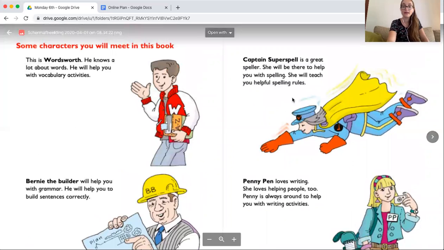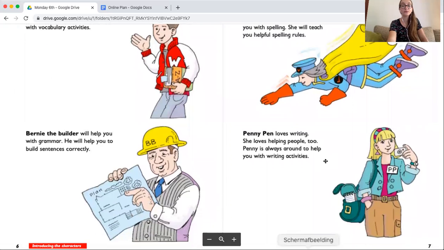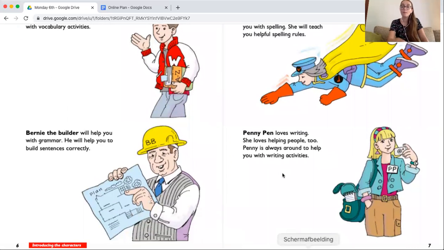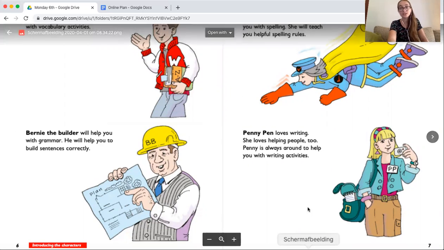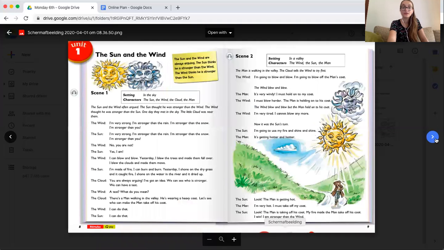Then we have Captain Superspell, a great speller. She will be there to help you with spelling and she will teach you helpful spelling rules. And then the last person you'll meet in this book is called Penny Pen, who loves writing. She loves helping people too. Penny is always around to help you with writing activities. Okay, so these are the 4 characters you will see continuously in this book. Let's go on and start with Unit 1.